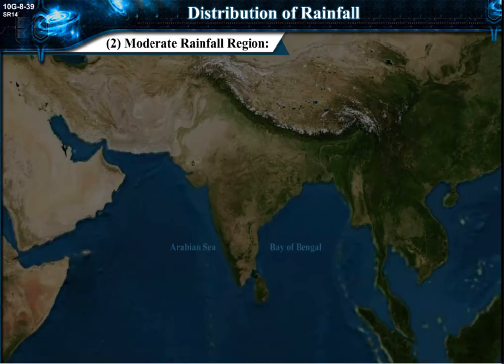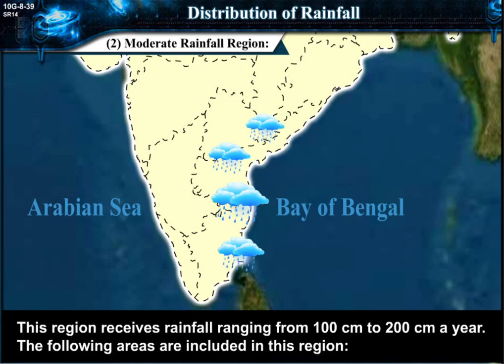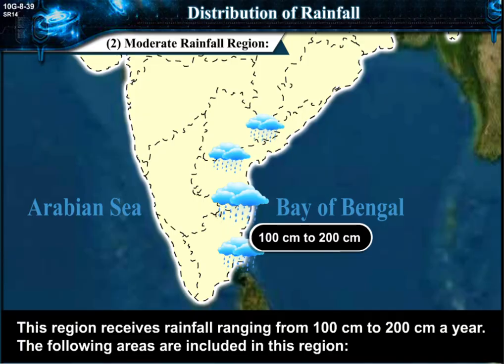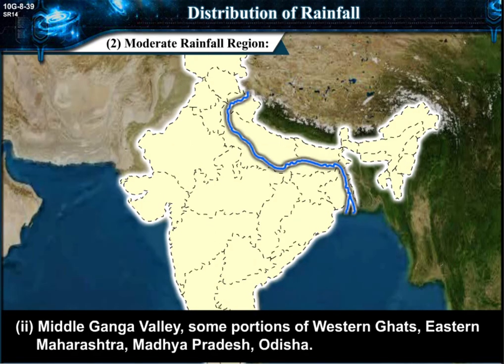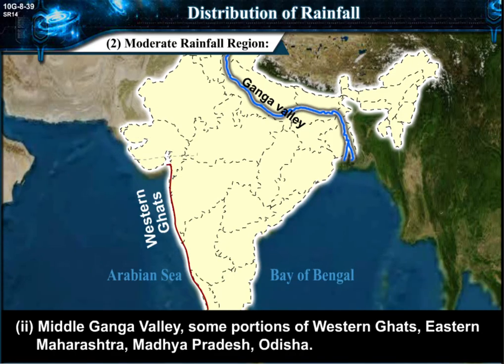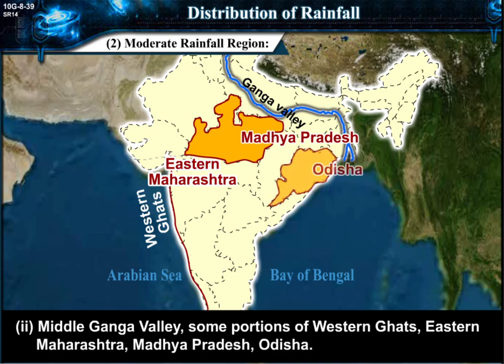2. Moderate rainfall region. This region receives rainfall ranging from 100 centimeters to 200 centimeters a year. The following areas are included in this region. First, the northern part of Andhra Pradesh, the southern part of Tamil Nadu. Second, middle Ganga Valley, some portions of Western Ghats, Eastern Maharashtra, Madhya Pradesh, Odisha.